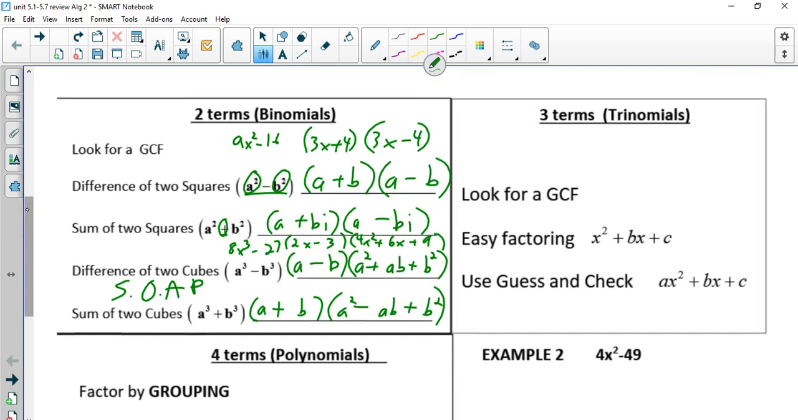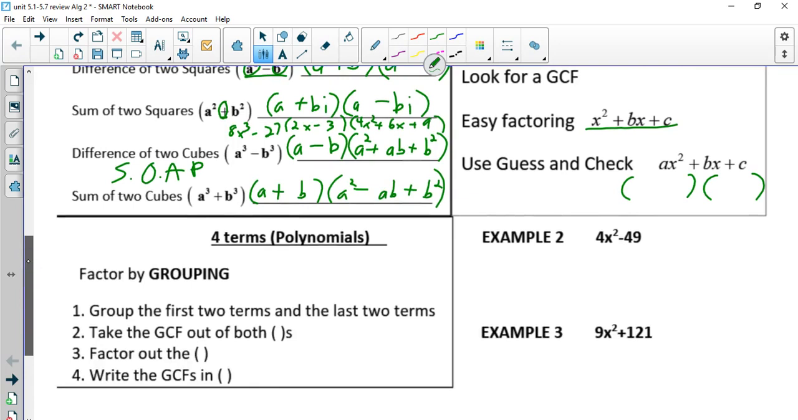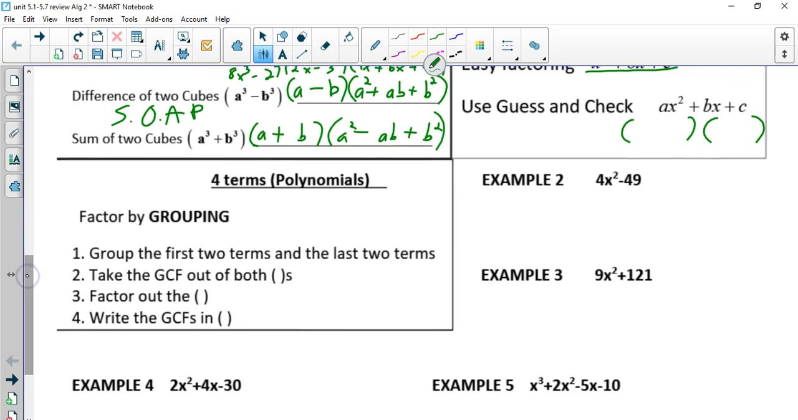Okay, for 3 terms, you're going to look for GCF always. It's going to be in this format, and we're going to use guess and check to try to factor it out into 2 parentheses. And we'll get into some examples down here. 4 terms, factor by grouping. Going to group the first 2 terms and the last 2 terms, take the GCF out of both, factor out the parentheses, write the GCFs in parentheses. And we'll show you how to remember how to do that.